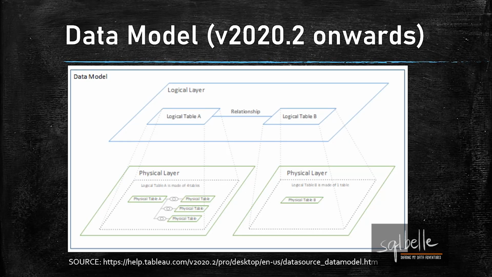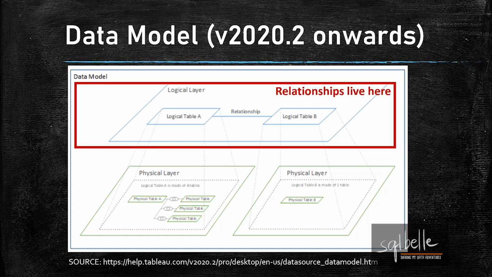So starting in version 2020.2, we now have what we call a logical layer and a physical layer. A logical layer is what will be considered as tables as far as Tableau Desktop is concerned. This is going to be the unified set of rows and columns that you're going to see when you're working in your canvas. The physical layer is what makes up the logical layer. So in reality, there could be multiple physical tables that make up a single logical layer. When we work with it in Tableau Desktop, we don't see this physical layer. For us, it's as if we have a single table.